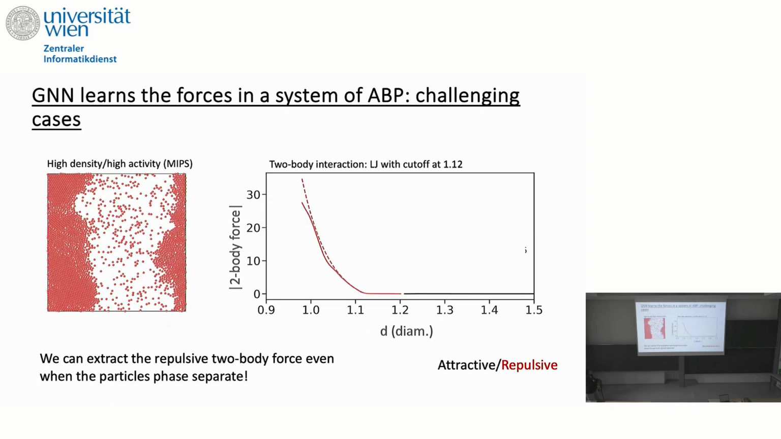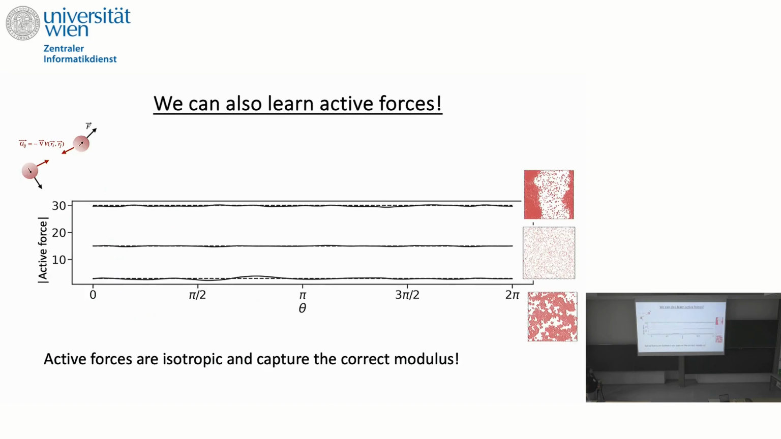We also simulated a system where particles interact by means of purely repulsive interactions but undergo a motility-induced phase separation. As you can see, the graph neural network recovers a WCA-like interaction. And we could also compute and measure the active forces. Here you can barely distinguish between the dashed and the continuous line. Just to remind you, the dashed line is what we input in our simulations, and the continuous line is what the graph neural network measures. Here, the active force is plotted as a function of the orientation, and as you can see, active forces are isotropic, as one would expect.